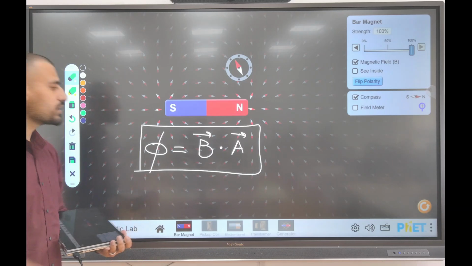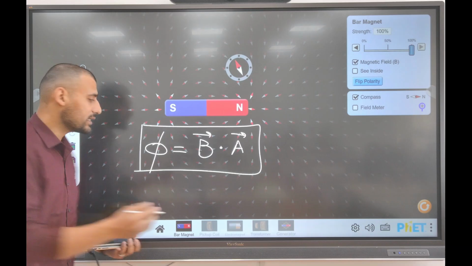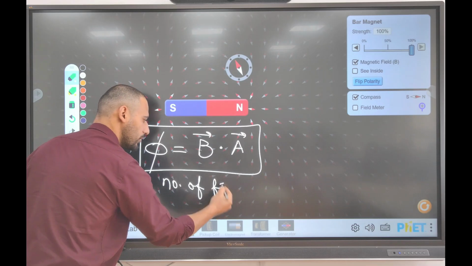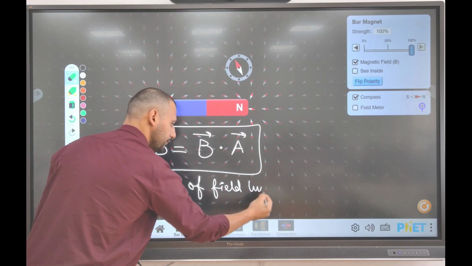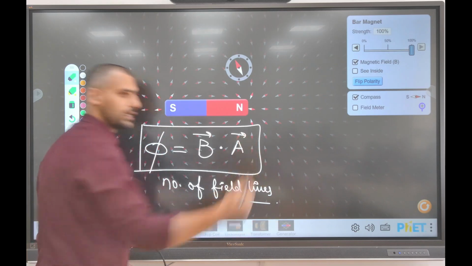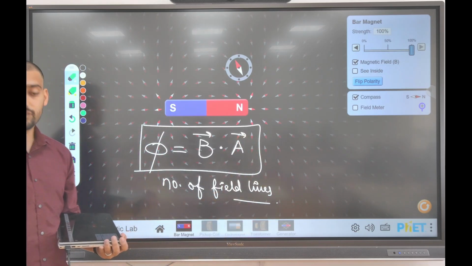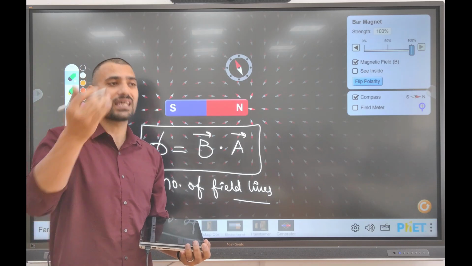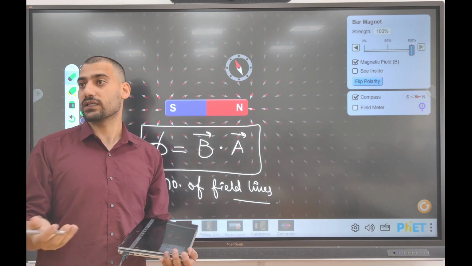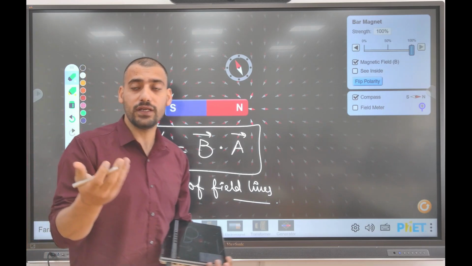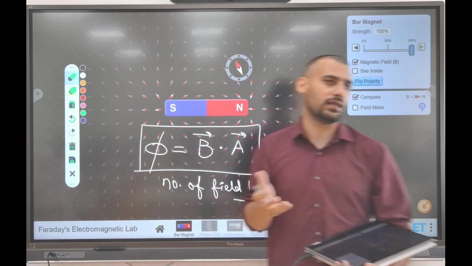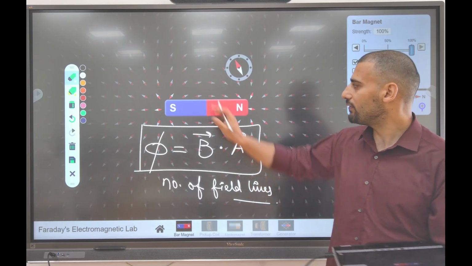Okay? What is flux? The number of field lines. Okay? The number of field lines that are crossing. Fine? If the number of field lines are more, then we have more flux. If the number of field lines are less, then we have less flux. When there is stronger magnetic field, flux will be high. When there is weak magnetic field, the flux will be less. Is that fine? So we have a bar magnet.